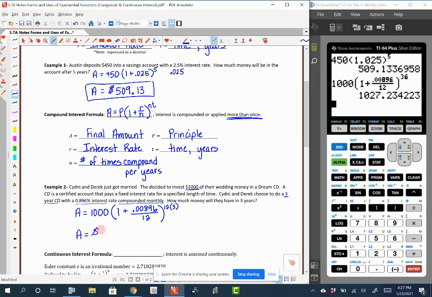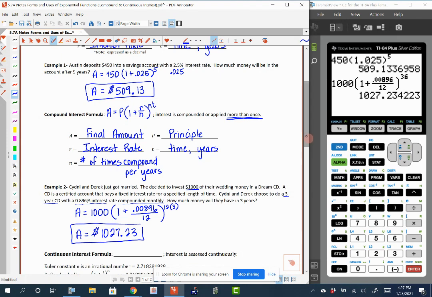So in 3 years, if they choose to do this, they would end up with $1,027.23 in this CD. So again, Cindy and Derek need to ask themselves a question, is this good? 3 years and they've only made $27.23. So for most of us, that doesn't feel like that's going to be a lot of money. So you'd have to make a decision. Is there a better option if you're trying to make money, or are you just going to let it sit there and keep making interest maybe for longer?